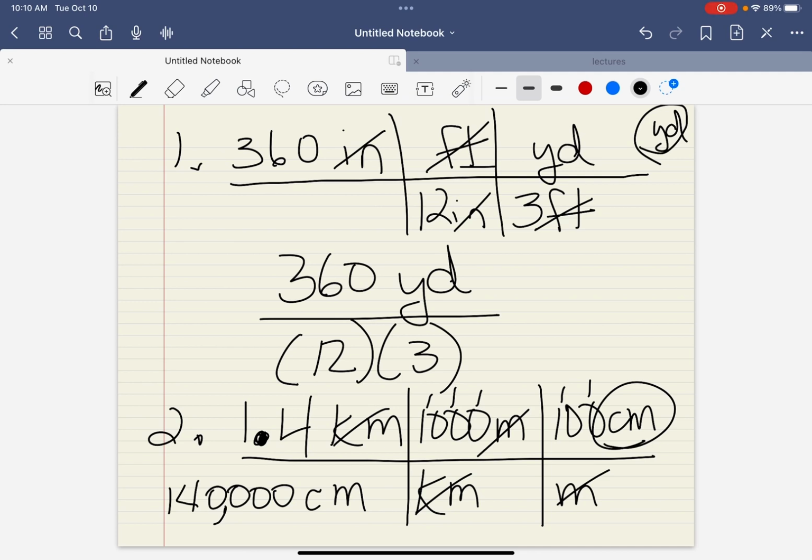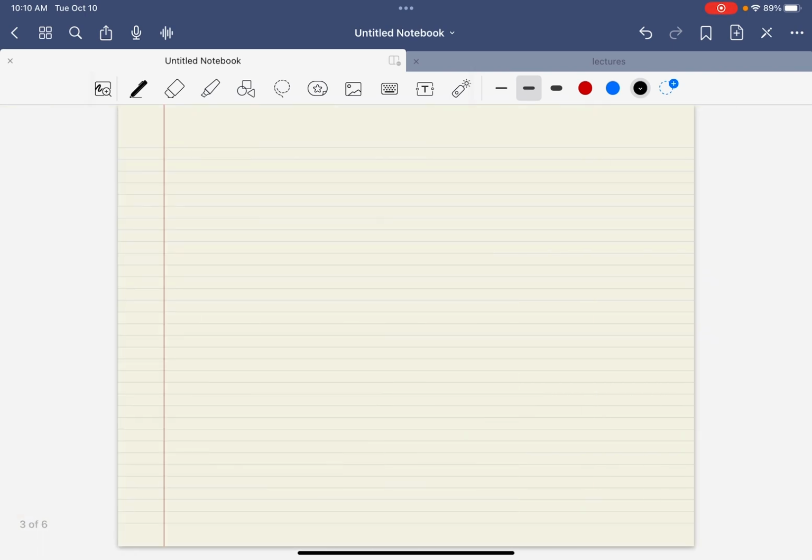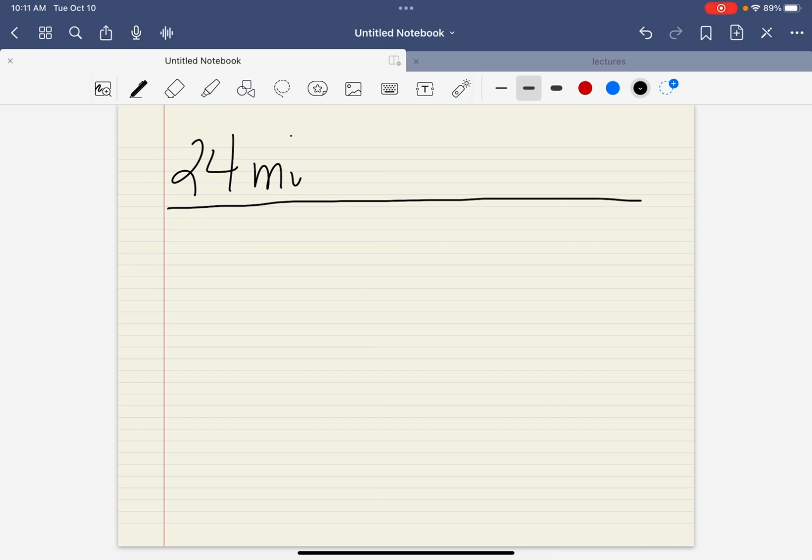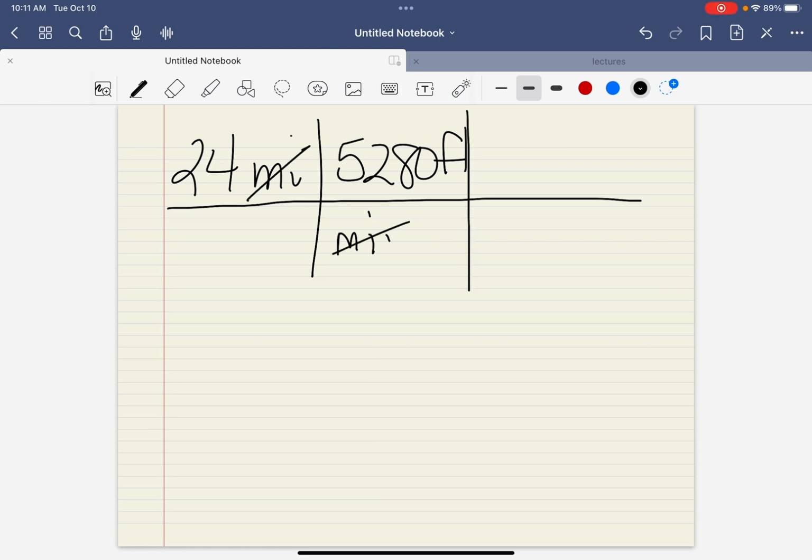Okay, on the next page, page 110, it says to use 2 unit multipliers to convert 24 miles to inches. Okay, that's a huge conversion. It's going to be a big number. Think about laying a ruler down and trying to measure inches on a mile. So in a mile, we have 5,280 feet. That cancels miles. And in a foot, we have 12 inches.